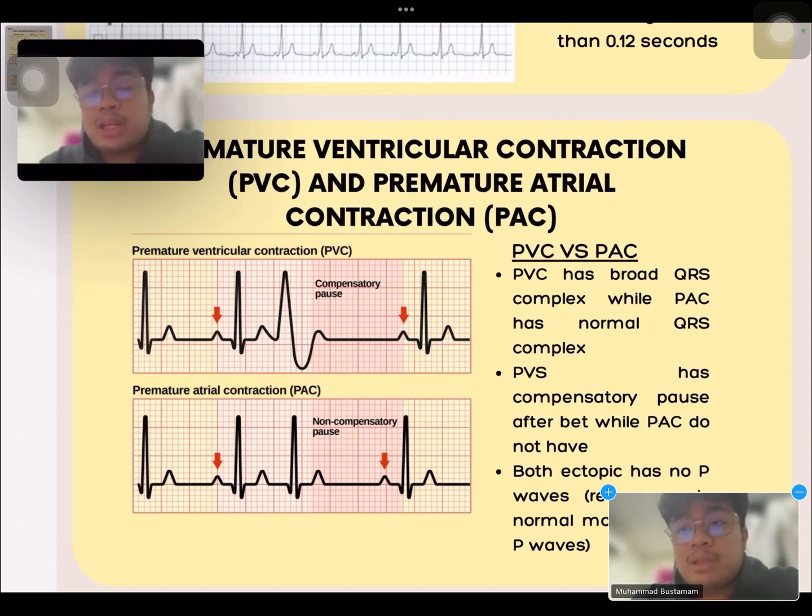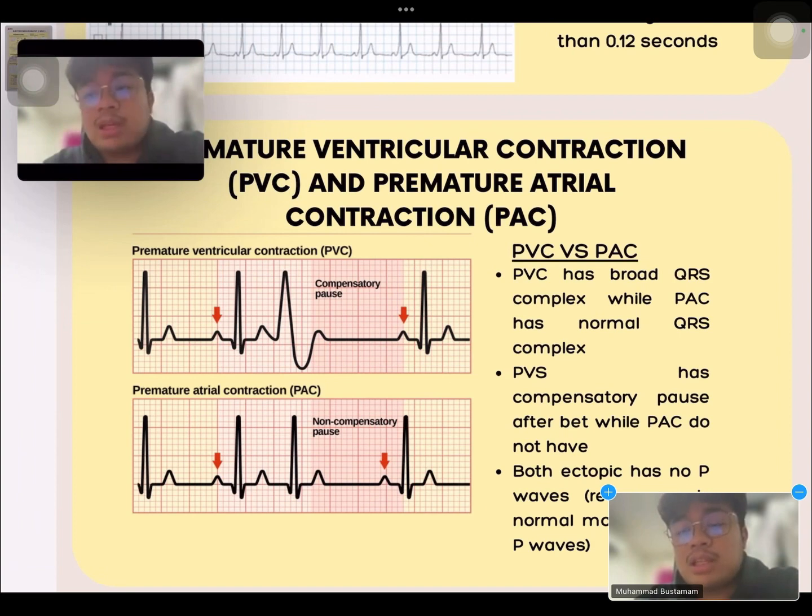The criteria from the ECG is that PVC has a broad QRS complex, while PAC has a normal QRS complex, as you can see in the ECG. The ectopic one has a broad QRS complex, and the one below is the normal QRS complex. PVC has a compensatory pulse after the beat, while PAC doesn't have a compensatory pulse after the beat. And lastly, both have no P wave.